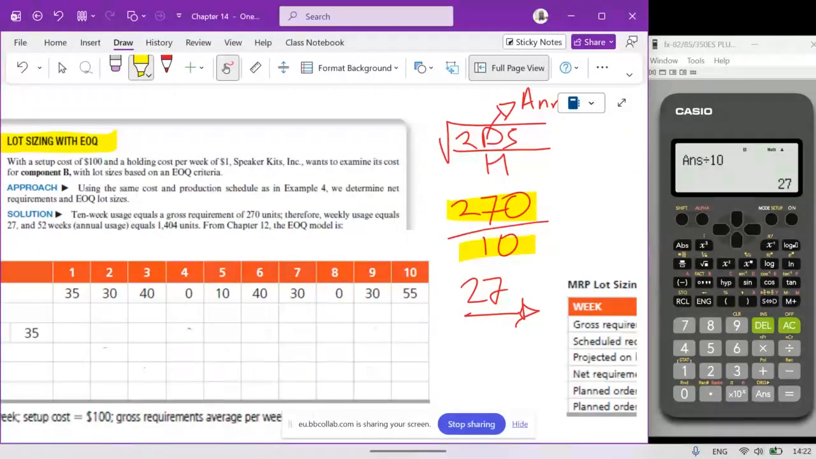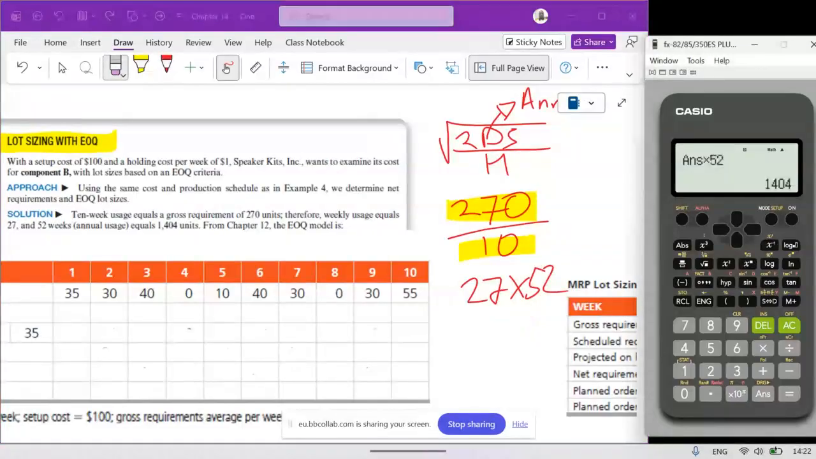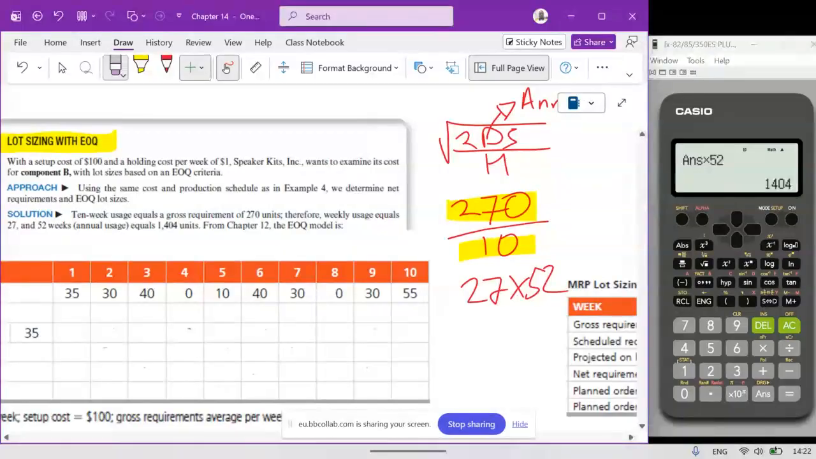But what are we aiming at? We're aiming at an annual demand. So we have a weekly figure, therefore you multiply by 52. Then you're going to get the annual demand, 1404. Then you analyze further.